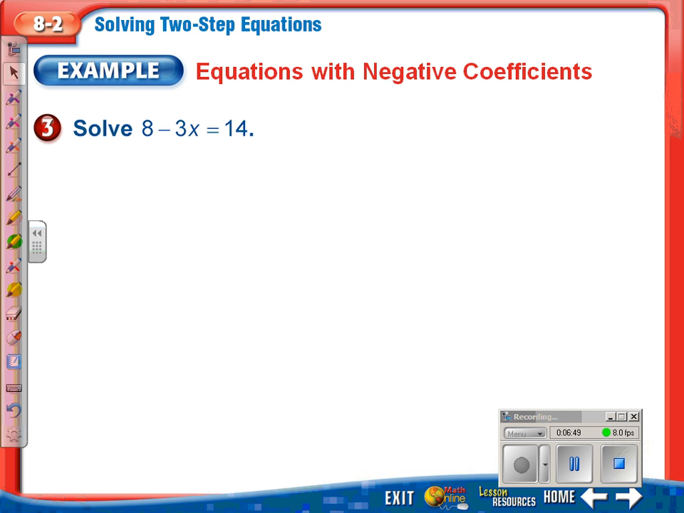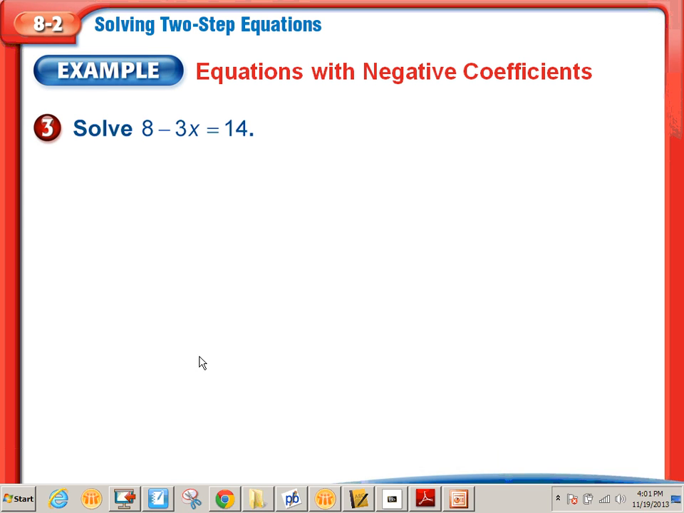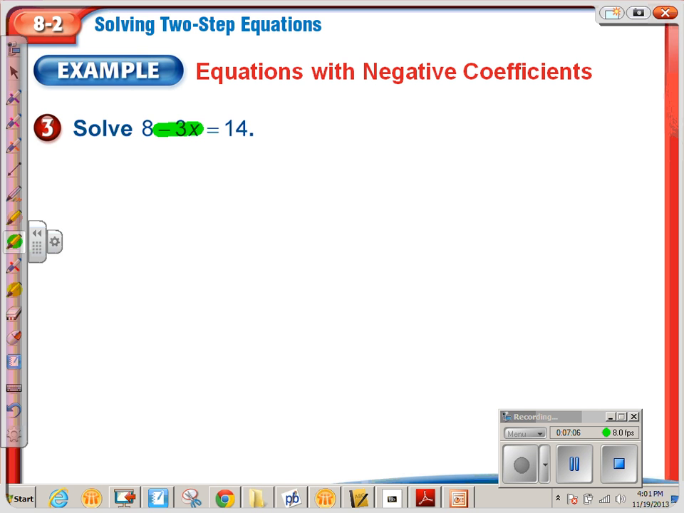All right, so 8 minus 3x is equal to 14. You see this problem on your PowerPoint. We want to get x by itself. In order to get x by itself, ultimately, I want to get x by itself, but really for now, we can think of this as a -3x. How do I get -3x by itself?